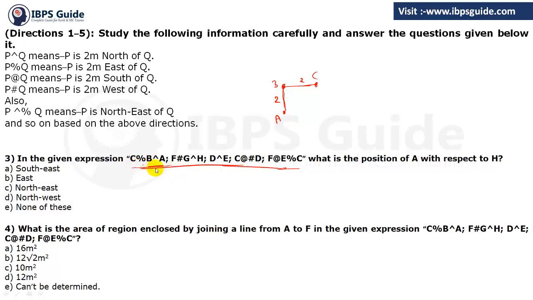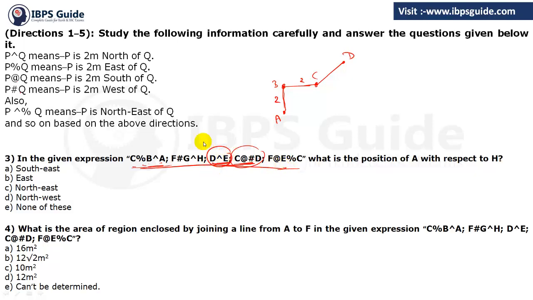Now we have to connect the points related to A, B, or C. Now see this one, C @ D. @ is this and hash is this, that is southwest. So C is in the southwest of D. So it will be something like this. C is in the southwest of D. Clear? Now we have to connect other points. Now see this point.